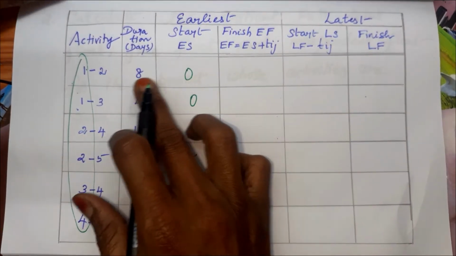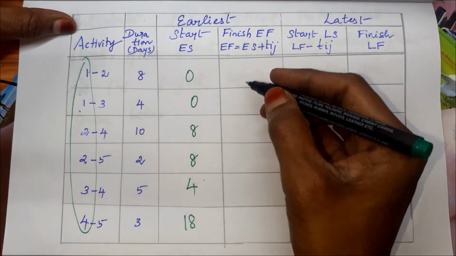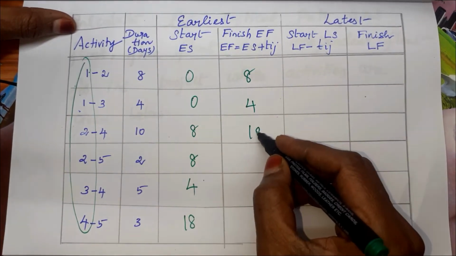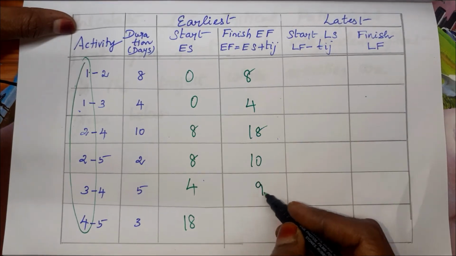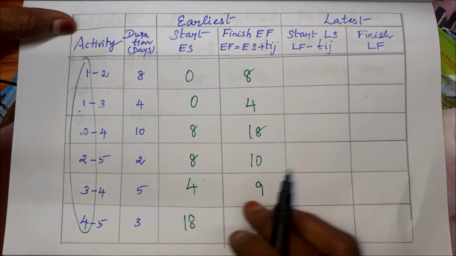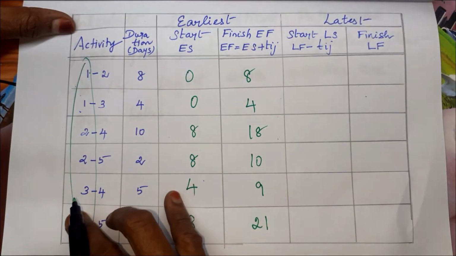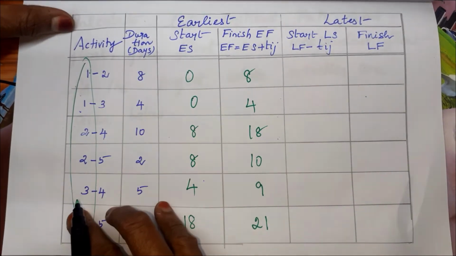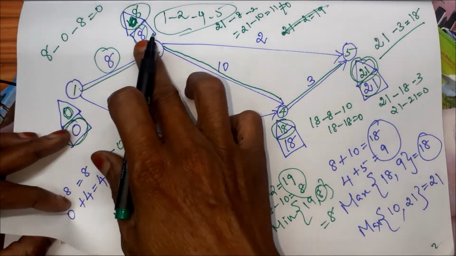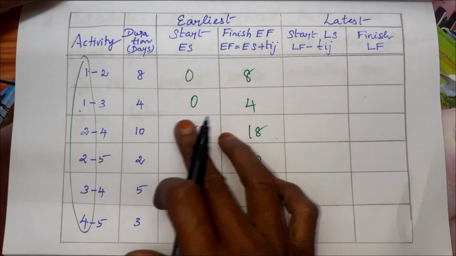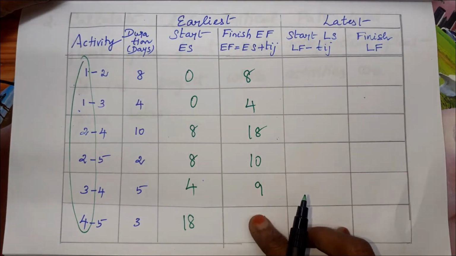Then adding these two, ES plus duration. 0 plus 4, 4. This is 18. This is 10. This is 9. And this is 21. Is it clear? First you have to fill this. For that you see the left side numbers. Whatever box values we have in the diagram for those numbers, that will come in this column. Then adding these two, we will get the earliest finish.